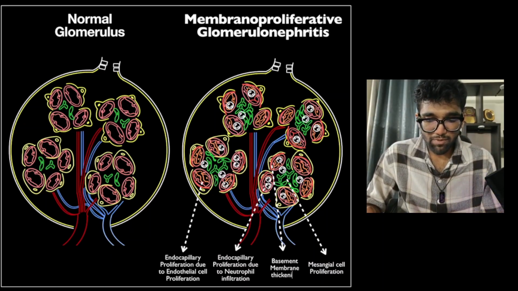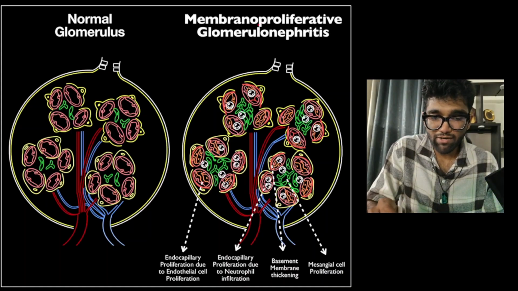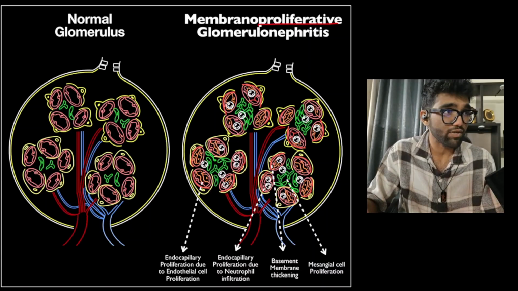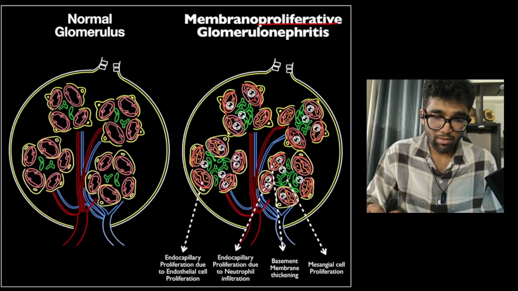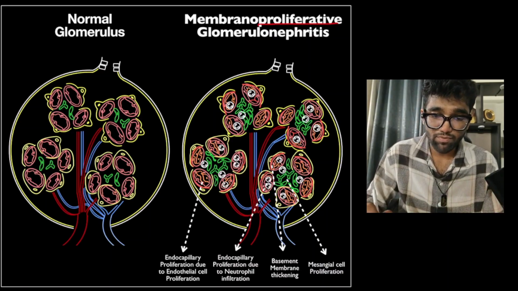Now, this basement membrane thickening is why we call it membranoproliferative. So the proliferative part is from what we discussed previously, that is immune complex mediated proliferative glomerulonephritis that we discussed in a previous talk. But the membrano part implies that there is thickening of the basement membrane.